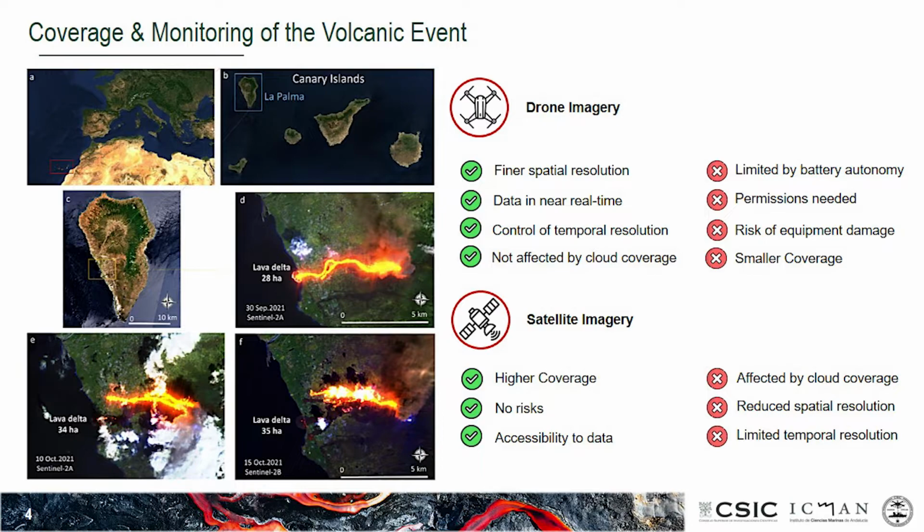But if we talk about drone imagery, it provides finer spatial resolution than satellite imagery, which sometimes is too coarse to monitor these kinds of events in near real time. Also, drones provide data on demand with a higher control of temporal resolution. However, there are also some disadvantages of using drones, since the coverage is smaller than with satellites. Also, their deployment in the field is limited by battery autonomy, and there are a lot of bureaucratic procedures involving the request of permission for flying.